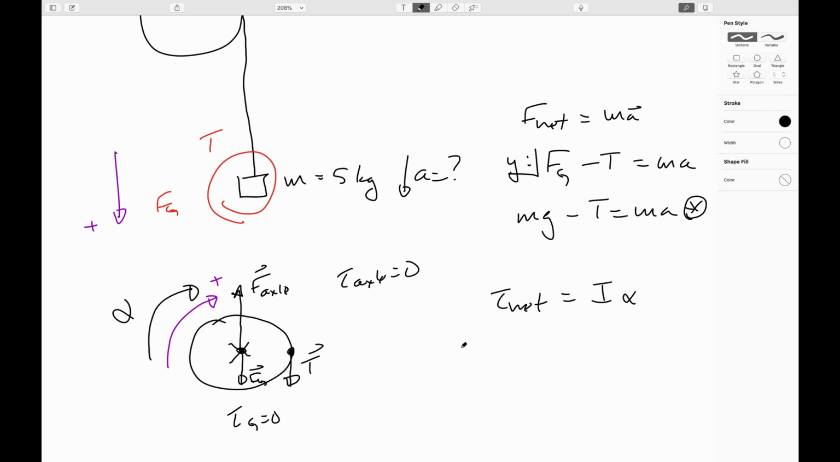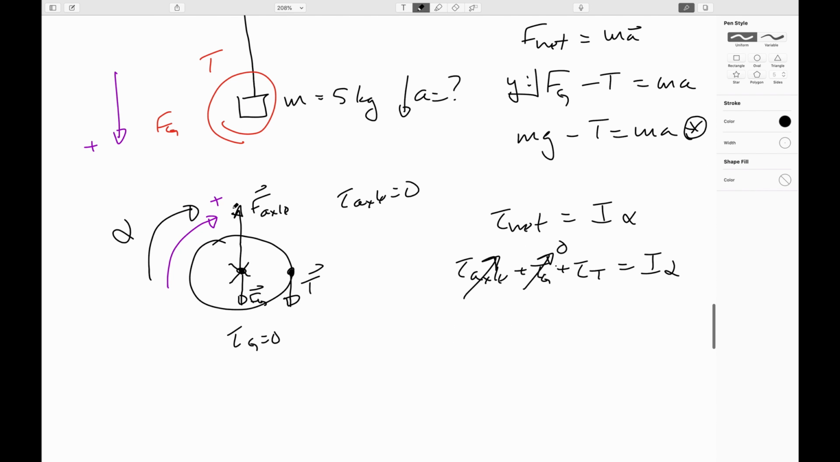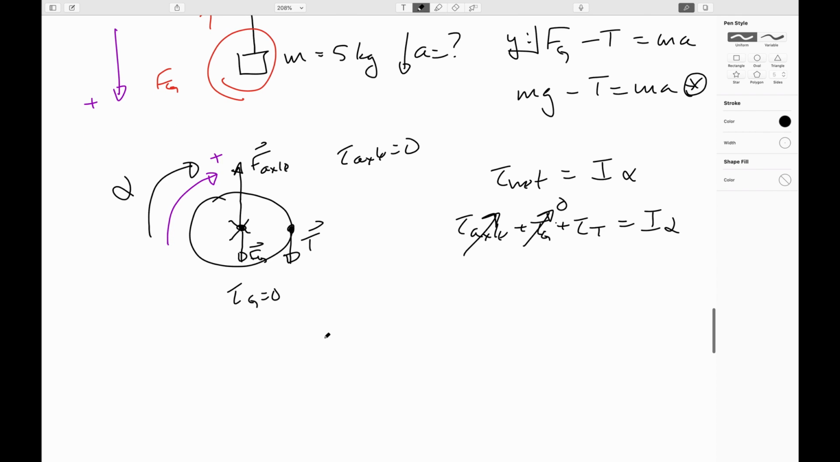So let's go and take a look at that. We had a torque due to the axle and a torque due to gravity. And then we just have left a torque due to the force of tension, equal to I alpha. This is 0. That's 0. And those are 0 because the line of action passes right through the axle. And whenever that happens, the torque is 0. All right, so we're left with the torque due to tension.